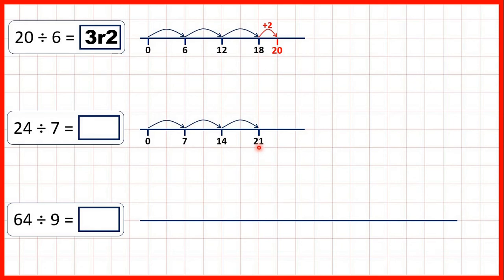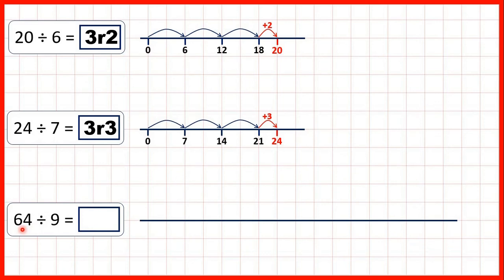Then from 21, we need to think, how many do we need to count on to get to 24? Well, 21 plus 3 is 24, and that means our answer is 3 remainder 3. That's because we made 3 jumps of 7, but that only took us to 21, and from 21 we needed another 3 to get to 24, so that's why our remainder is 3.